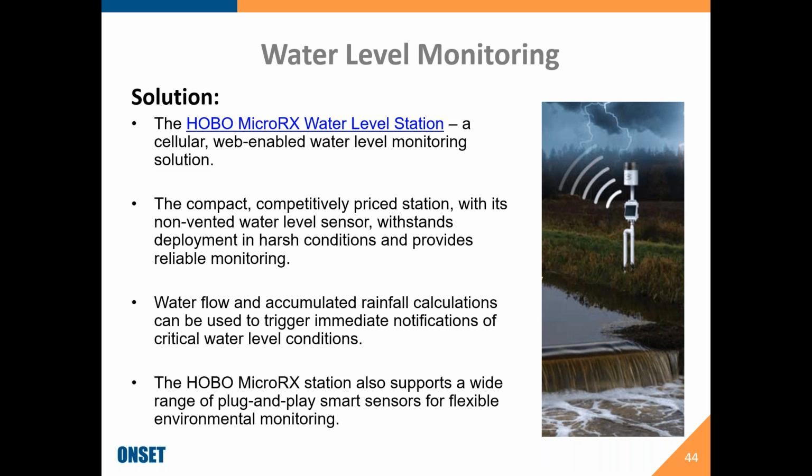This is used in several areas throughout the United States and around the world already in monitoring the water level at dams. We can do an accumulated rainfall calculation as well and trigger notifications when water level conditions are exceeding where they want it to be, so they know if they need to send someone to that site. This microstation supports a wide variety of sensors that can be added to it, and depending on your needs, we can customize that for you.